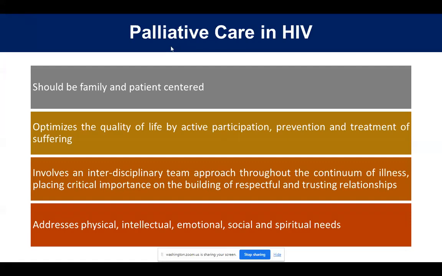Palliative care in HIV should be family and patient centric. It optimizes the quality of life by active participation, prevention, and treatment of the suffering. It involves an interdisciplinary team approach throughout the continuum of illness, placing critical importance on the building of respectful and trusting relationships. It addresses the physical, intellectual, emotional, social, and spiritual needs.